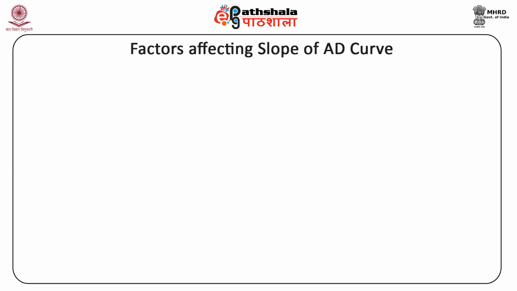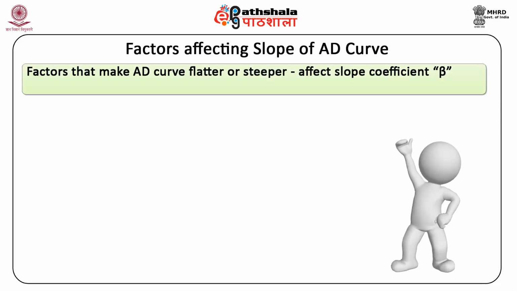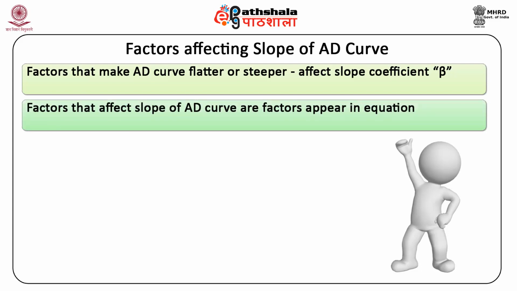Moving on to the factors affecting the slope of the aggregate demand curve. Factors that can make the aggregate demand curve flatter or steeper are the factors that affect the slope coefficient beta of the aggregate demand curve. The factors that affect the slope of the aggregate demand curve are the factors that appear in its equation.